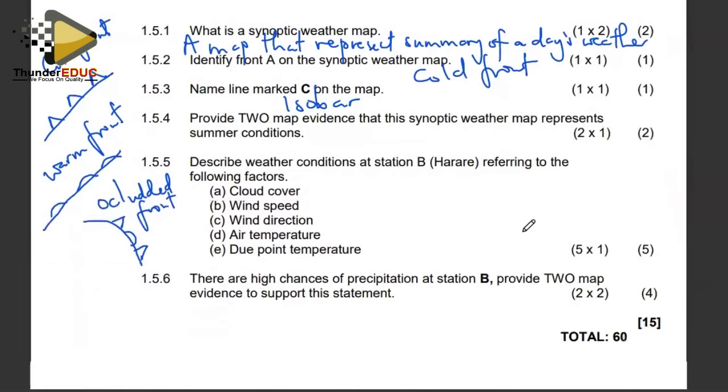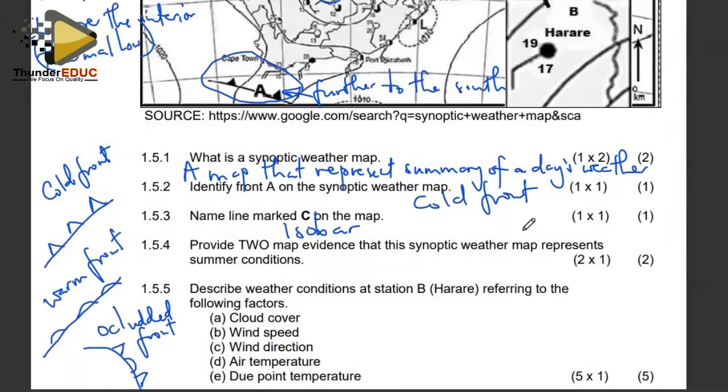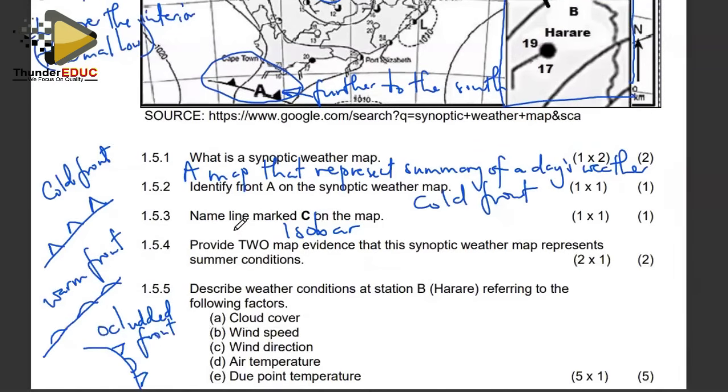Then it says, describe the weather conditions at station B in Harare, referring to the following factors: cloud cover, wind speed, wind direction, and air temperature. Right. So this is the enlarged station for Harare. We need to identify these elements. The first element is cloud cover. We can see our cloud cover here is fully covered, which means it's 8/8, or 8 oktas, or overcast.